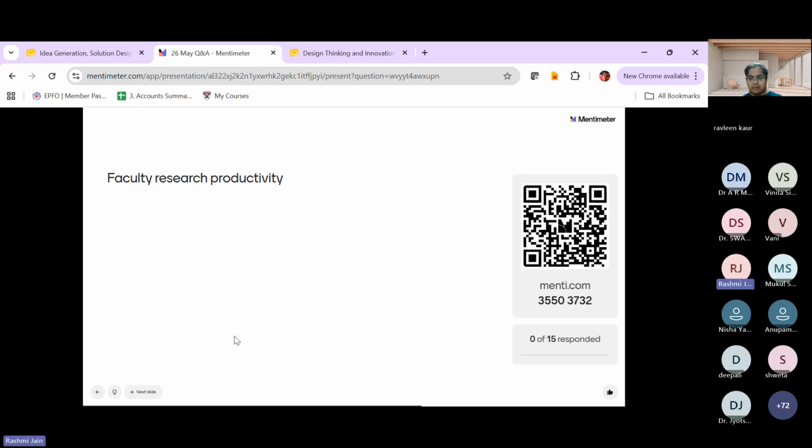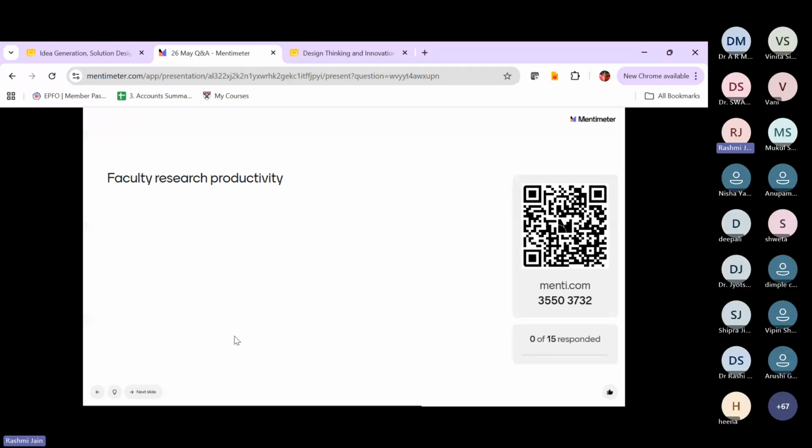Let's take this one. Faculty research productivity. So it relates to you. How can you increase the productivity of faculty? We'll take the farming example later. I request you to do this one first. You can think from any perspective. Is there anything which is stopping or deteriorating the faculty productivity? So how can that be?